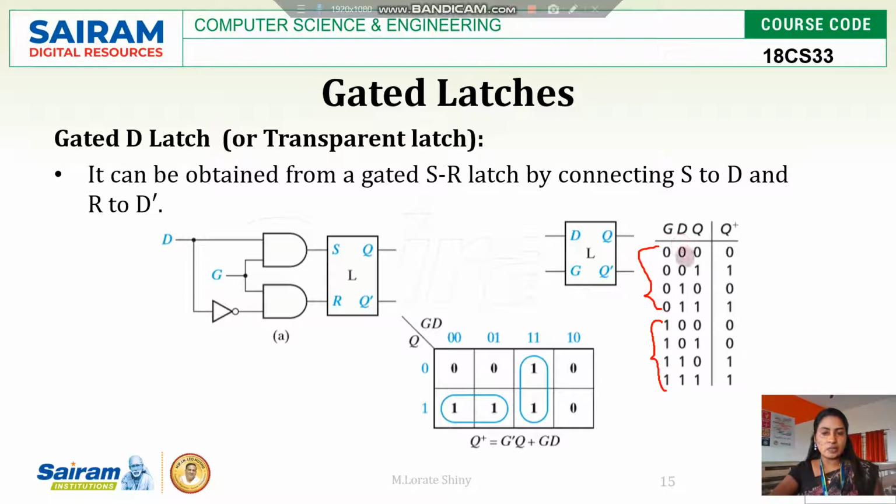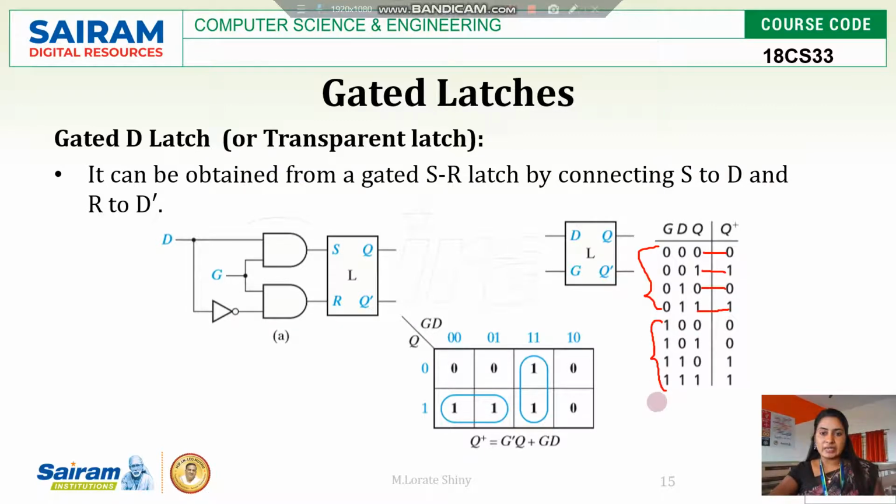So whenever G is 0, the latch will not work. So D may be anything, 0 or 1. The latch will not produce any new output. It will just give the previous output. So previous output was 0, current output is also 0. Previous was 1, current is also 1. 0, 0, 1, 1. Okay.